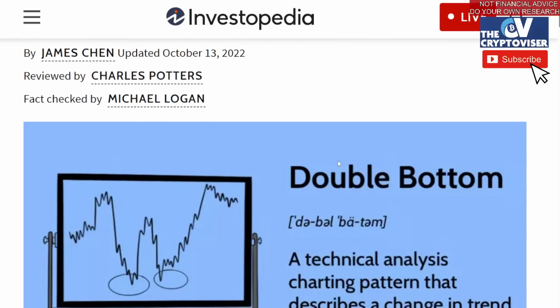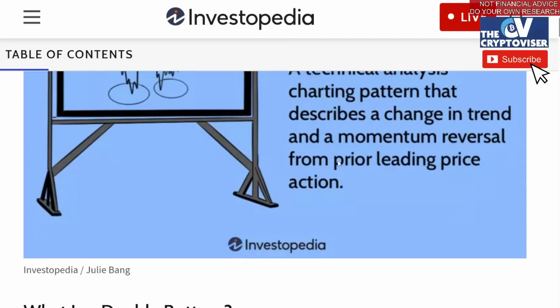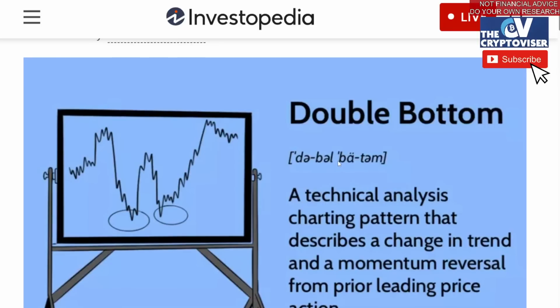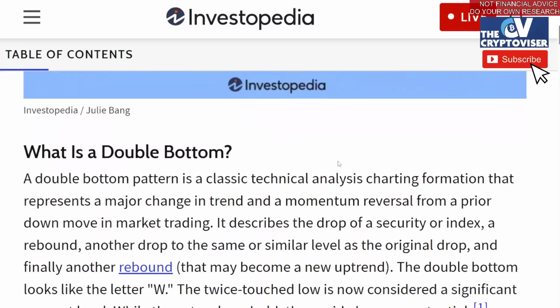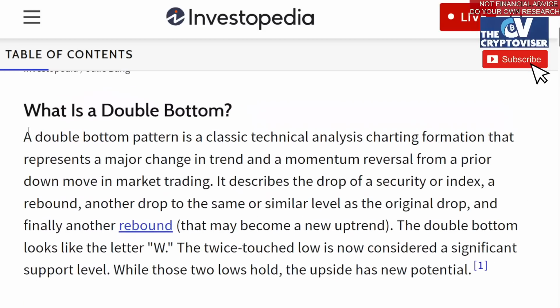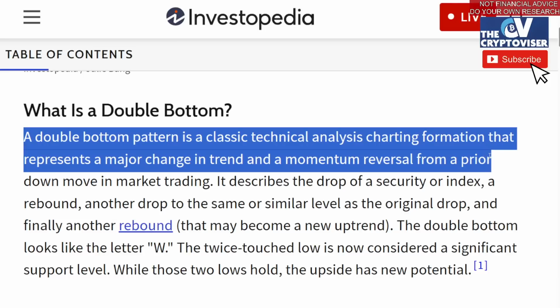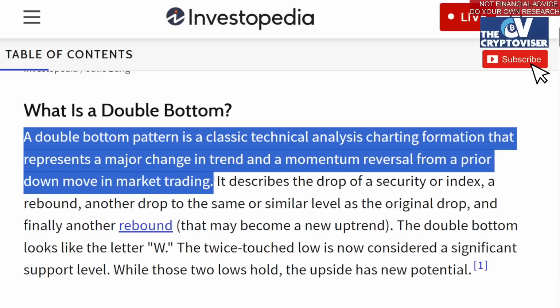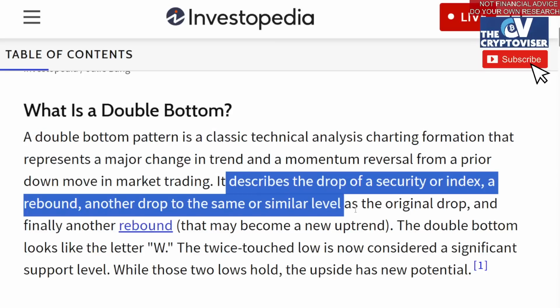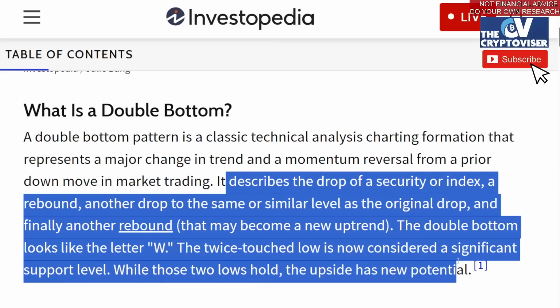We talk about cup and handle, double top, and now we talk about double bottom as well. This is a technical analysis charting pattern that describes a change in trend and a momentum reversal from the prior leading price action. A double bottom pattern is a classical technical analysis charting formation that represents a major change in a trend and a momentum reversal from the prior move down in a market trading. It describes the drop of a security or index, or crypto for this matter, a rebound, another drop to the same or similar levels as the original drop, and finally another rebound.